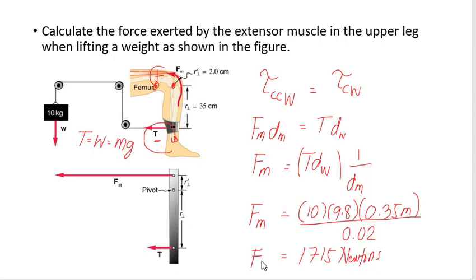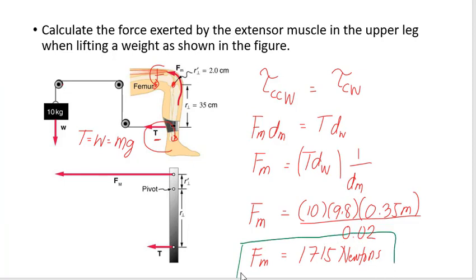Okay, that's the force exerted by the extensor muscle so that it will be balanced, or so that there will be no rotation. So that's our answer. Now, comparing it to the weight, which is only 10 times 9.8, so that is only 98 newtons. But the extensor muscle has to exert a force amounting to 1,715 newtons. So that's why with that exercise, the muscles can grow.